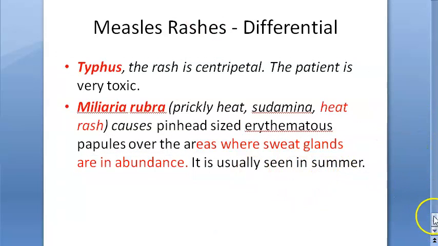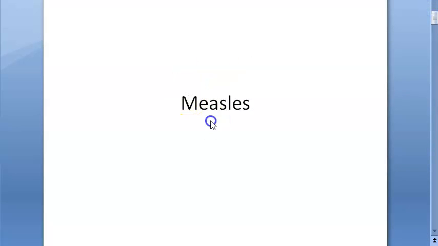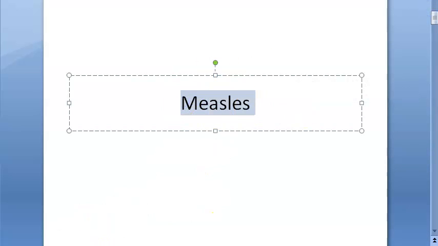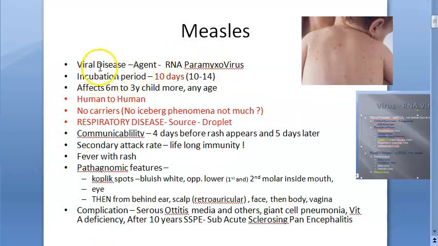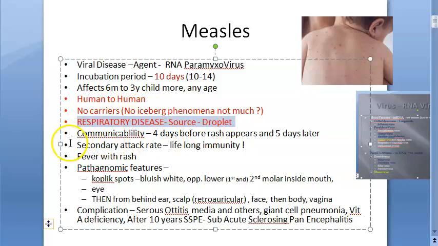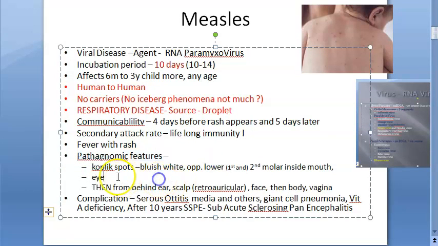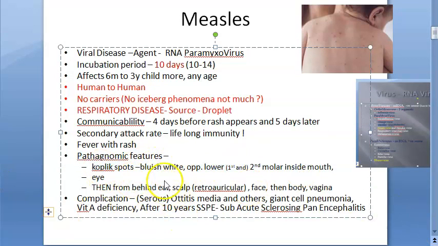So that is a giveaway for you. If possible, you'll have to differentiate. Okay, so in this video, what have we looked at? Measles. We looked at basic things like it is caused by a virus, RNA paramyxovirus. Its incubation period is around 10 days. It affects 6 months to 3 years old children more, but it can affect any age. It's human to human transmission. It's a respiratory disease. The source is droplets. There are no carriers, not much iceberg phenomena. Communicability is 4 days before the rash and 5 days after. Its pathognomonic feature is Koplik spots inside the mouth.